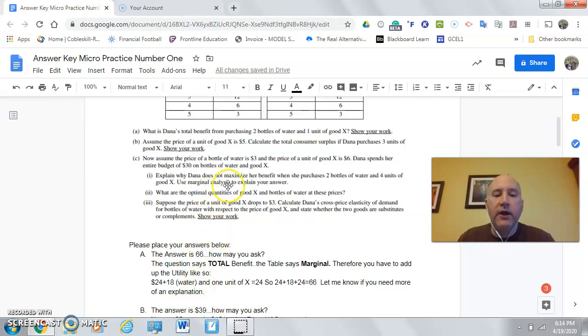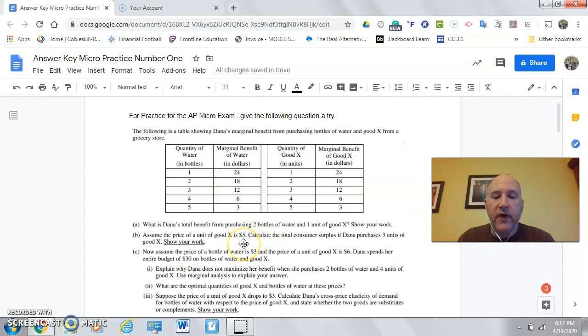How do we get $39? Assume the price of good X is $5. Calculate the total consumer surplus if she buys 3 units of good X. Well, the price of good X is $5. So 3 units would be 3 times 5 is 15. That's what she has to pay. But the total benefit is what she would be willing to pay. So, therefore, the answer for B would be, what's the consumer surplus? What would she be willing to pay minus what she has to pay? So you take 3 times 5, because that's what she has to pay, 15.